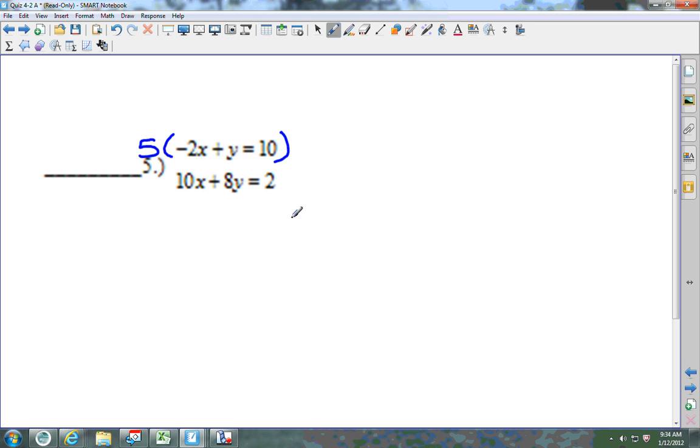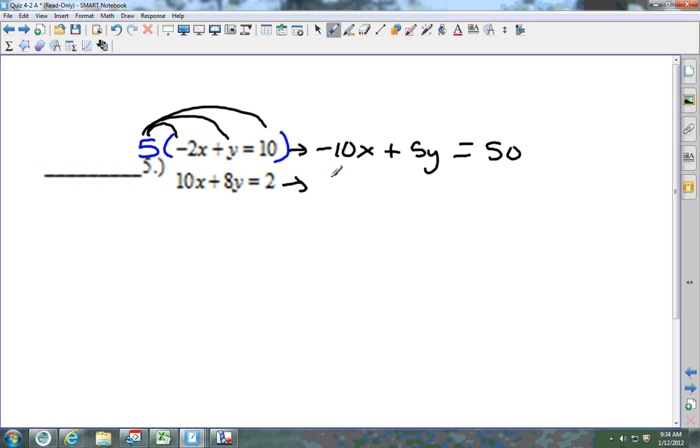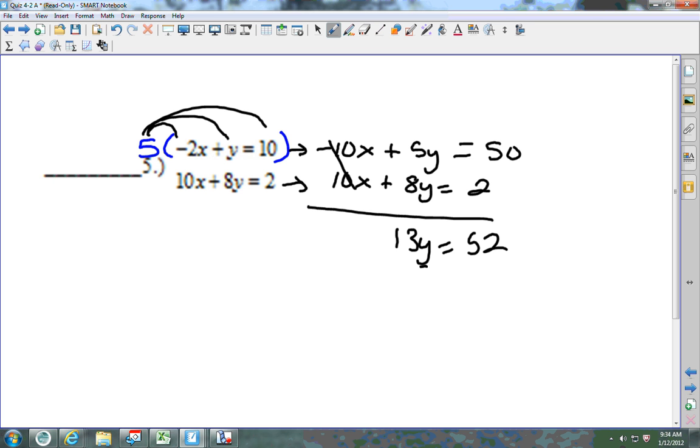You could have found your answer by multiplying all of the top one by negative 8. I'm just going to do a positive 5. 5 times negative 2 is negative 10x. 5 times y is plus 5y. Do not forget the last one. 5 times 10 equals 50. I'm going to rewrite the bottom equation: 10x plus 8y equals 2. Now let's combine them. The x's cancel out. I get 13y equals 52. Divide by 13. When you do that, y equals 4.